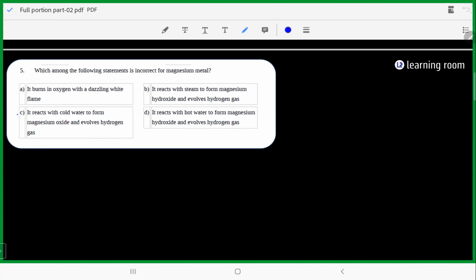Because magnesium, when it reacts with water, gives magnesium hydroxide and hydrogen gas. The reaction of metal with water generally produces hydrogen gas and their respective hydroxide. Hydrogen gas and hydroxide. That's the reason why it will form.